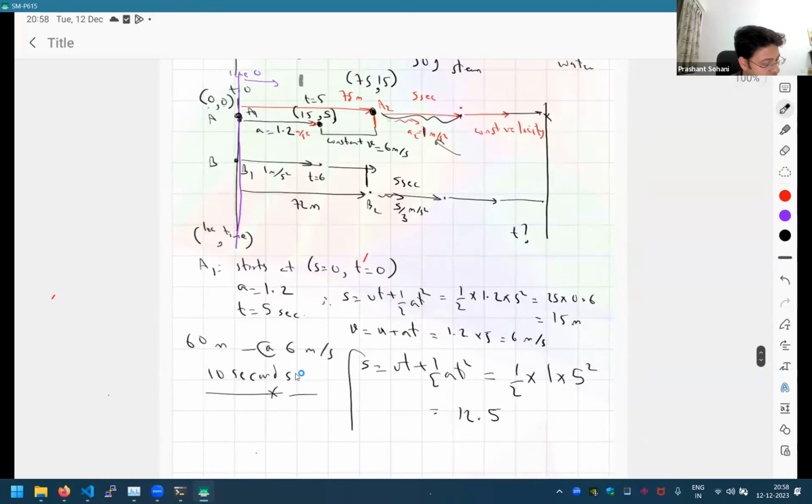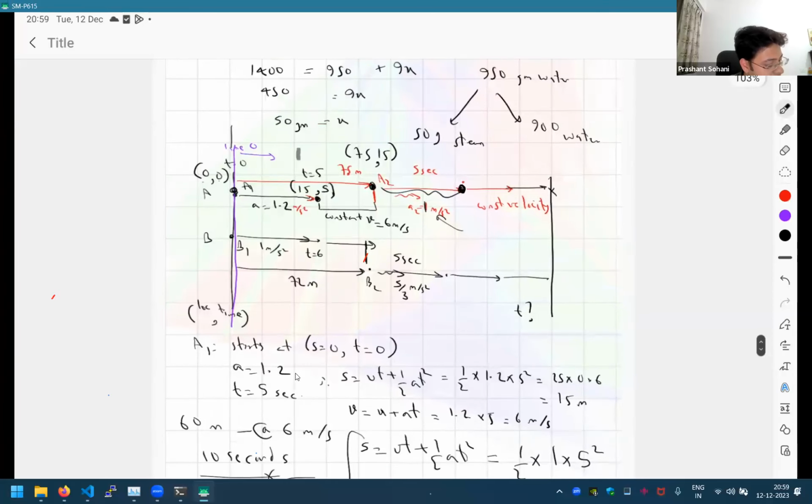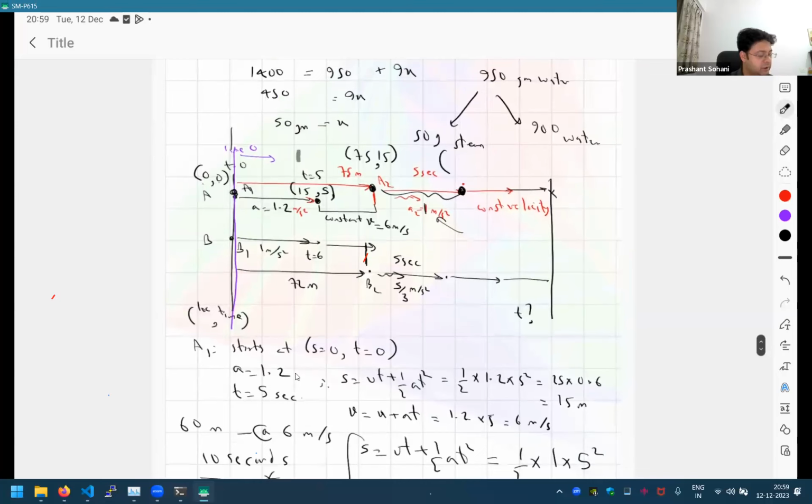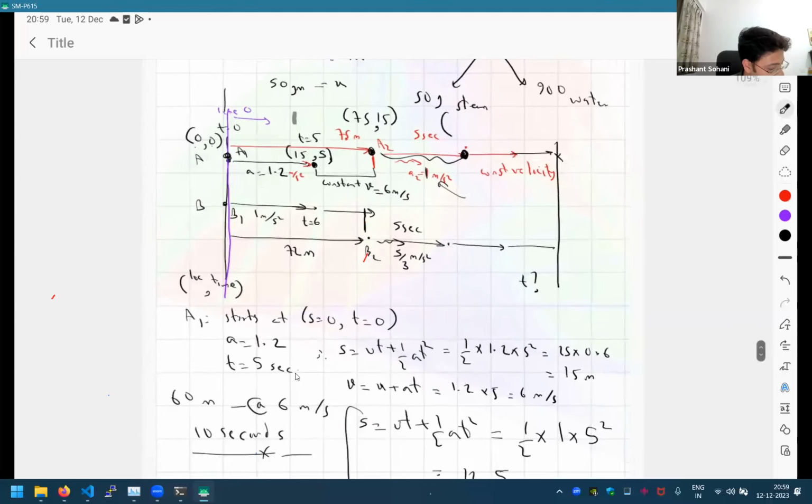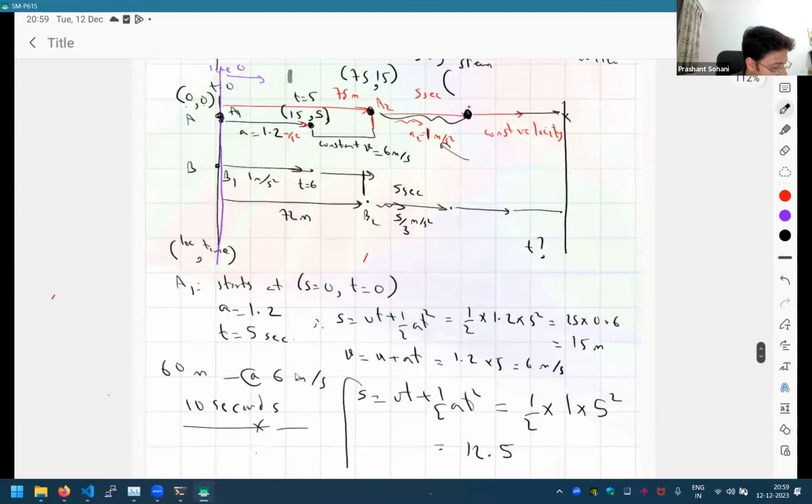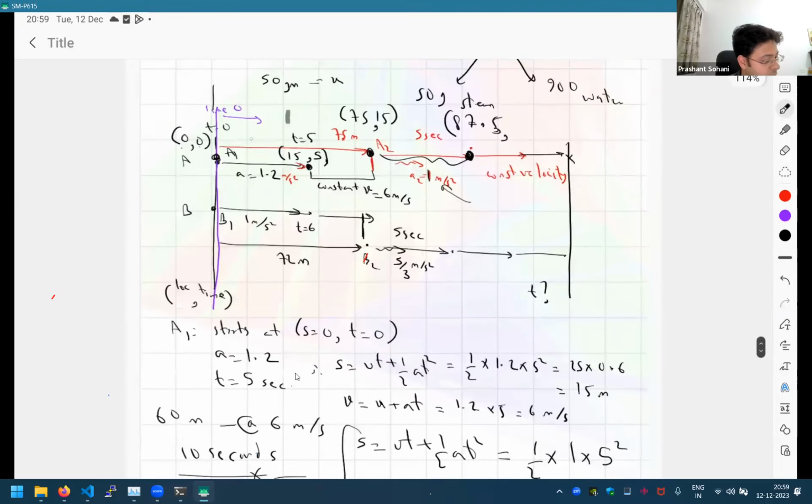Okay, so this distance is 12.5 meters. So again, can I write the coordinate over this point at how much distance from the starting line? So original 75 meter plus this 12.5, right? So that is 87.5 meters. And how much time has been taken so far? So up to A2, the first part was 15 seconds plus 5, so 20 seconds.